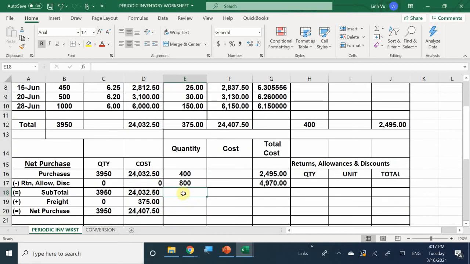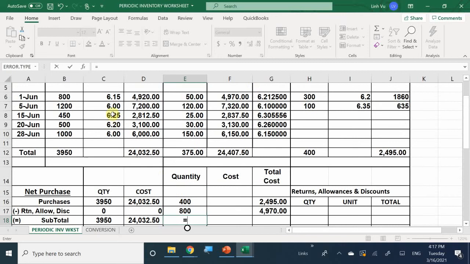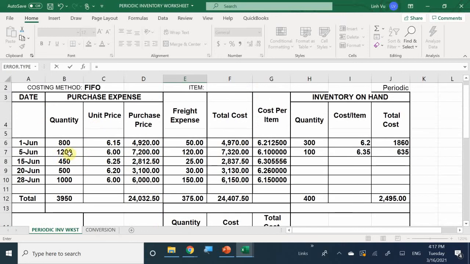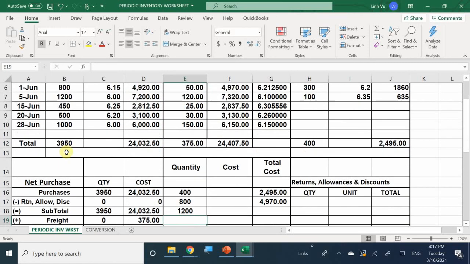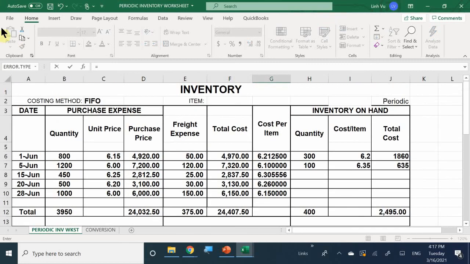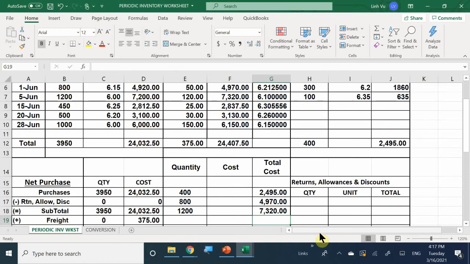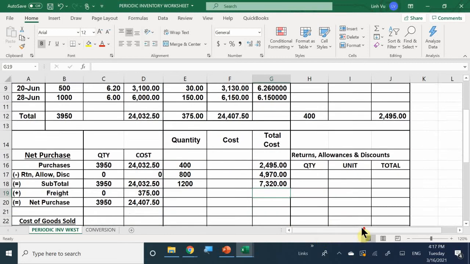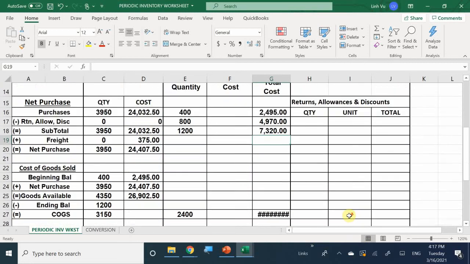So we recognize that the second batch that we have is for the 1,200 units, and we're going to get rid of all of it. So in this case, my total cost for the entire batch of the 1,200 was $7,320. Okay, there we are. Now let's see what my grand total is.